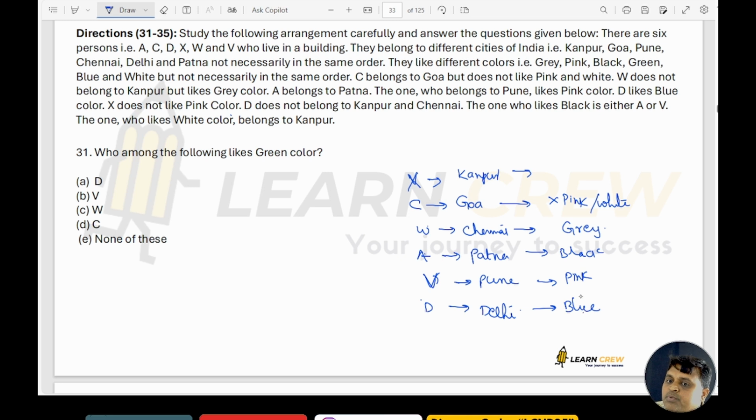Now blue, pink, black, grey are fixed. Goa is not pink or white, which means the remaining color is green. Now what is the remaining color? Blue is fixed. The remaining color is white, so X is white. Now, who among the following likes green color? Green, C. Option D is correct.